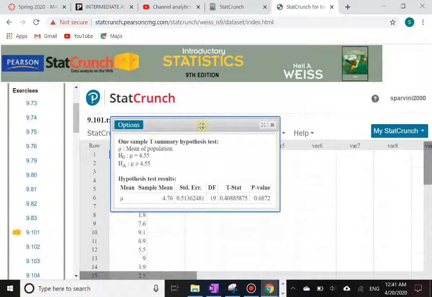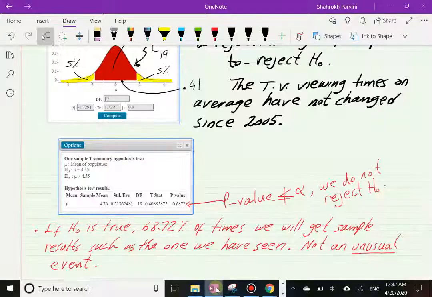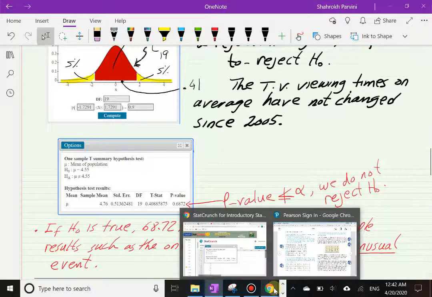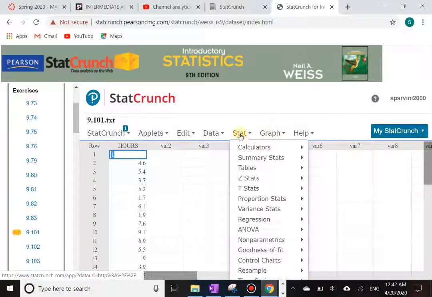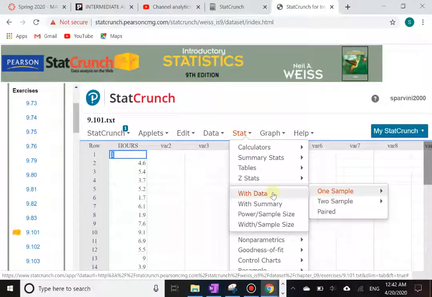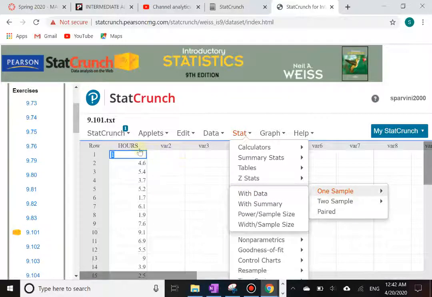So this is how I got the numbers that you saw, or the output that you saw in my notebook. And here it is. So this is one way to do it. Let me now show you another run using the data option. So I'm going to go back to Stat, T-Stats, One Sample, and there you go. Now I'm going to go with data because again I see the numbers here. So let's use the data.